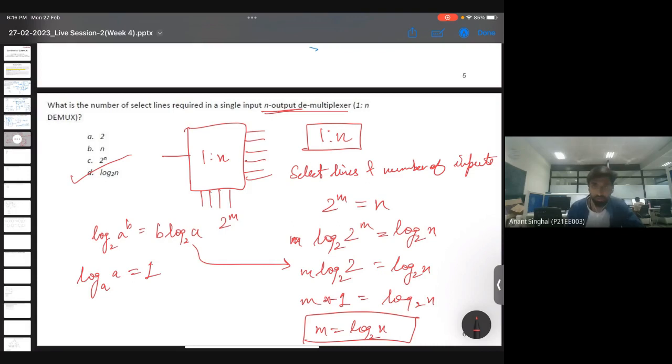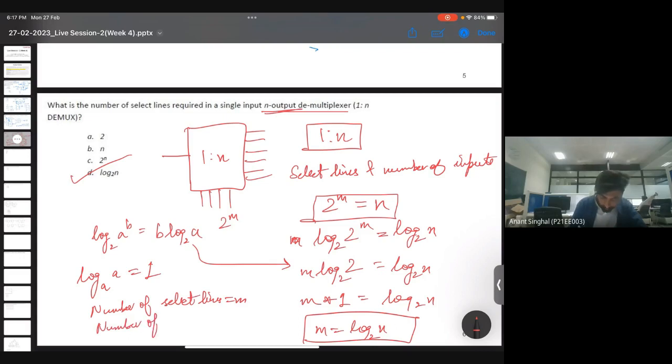I hope it is clear. These are quite simple questions. Here we have considered the number of select lines as m, the number of outputs as n, and the relation is nothing but 2 to the power m is n. From this we have calculated this.